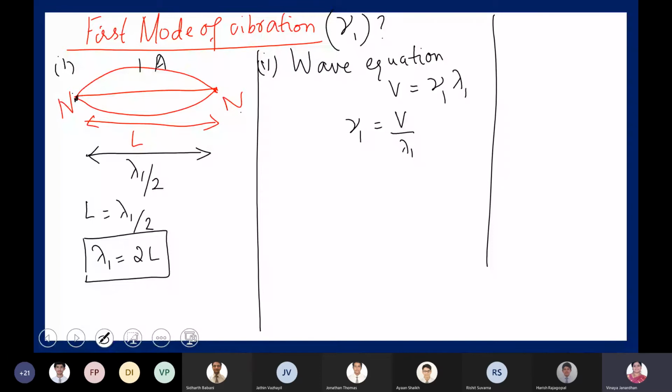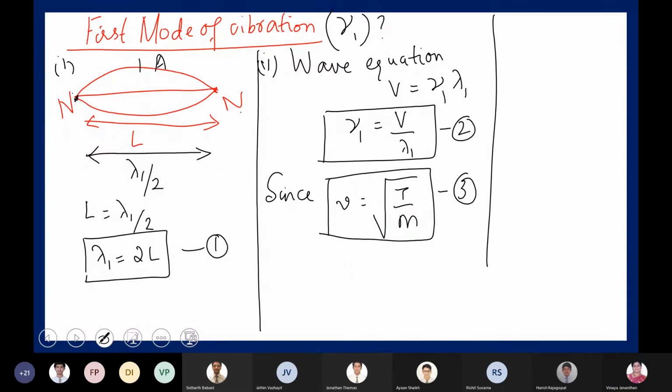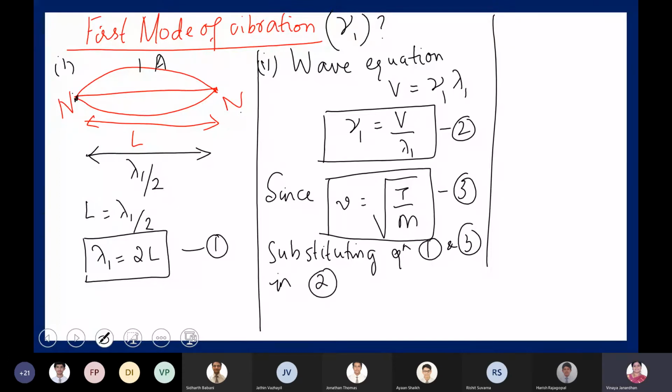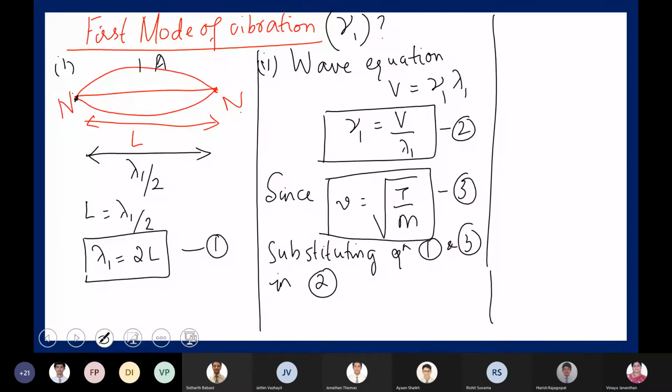Let me mark this as equation 1. Let me mark this as equation 2. Since the velocity v is equal to root of T by m, where T is the tension of the wire and m is the mass per unit length, substituting equation 1 and 3 in 2. Will you do this, boys? Can you substitute this? So then what is nu 1?